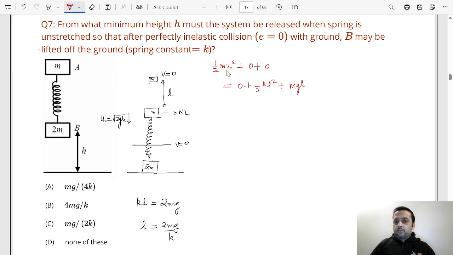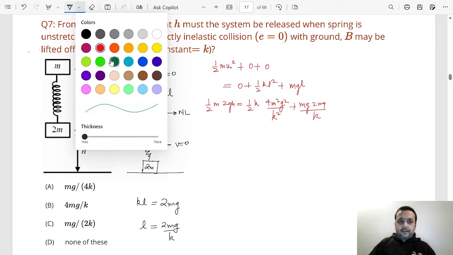Now the L value we already know, the u naught value we already know, so you can put the value of u naught here. So half into m into u naught square, which is 2gh, should be equal to half into k into L square. L is 2mg by k, so if you square it, it will become 4 m square g square by k square, plus mgL. Basically L was 2mg by k, so we can put the value of L. So what do we get after calculating this?